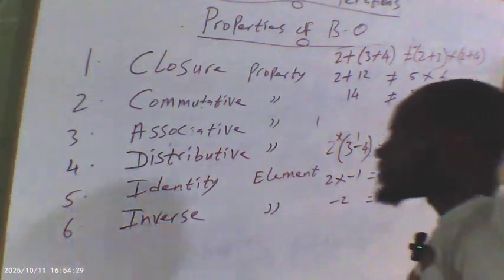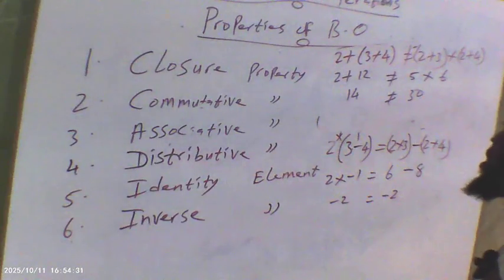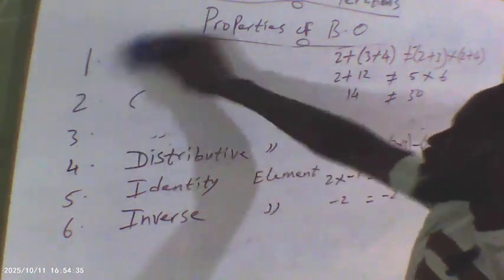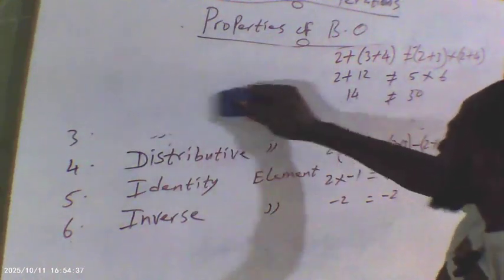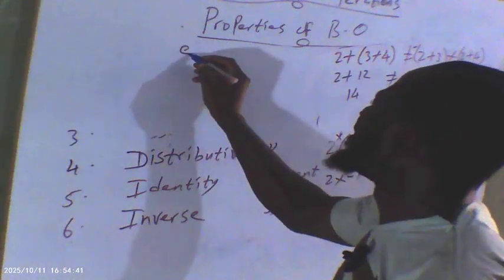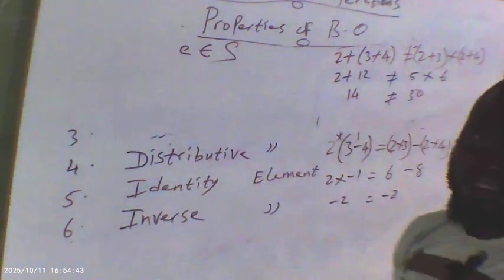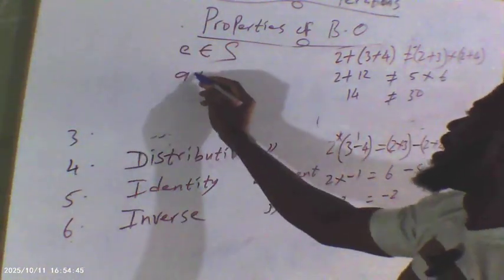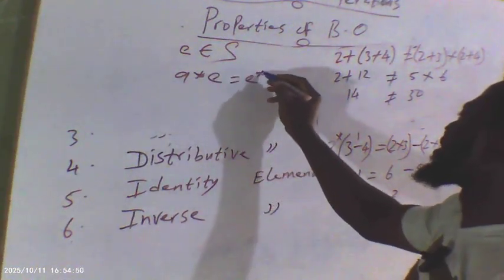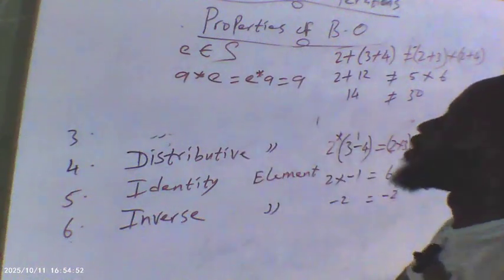Can I explain identity element? Identity element: given a non-empty set S, which is closed under a binary operation asterisk, for A, comma B to be a member of S, if there exists another element E, which is also a member of S, such that A asterisk E equals E asterisk A equals A.